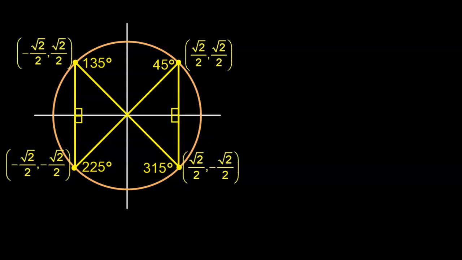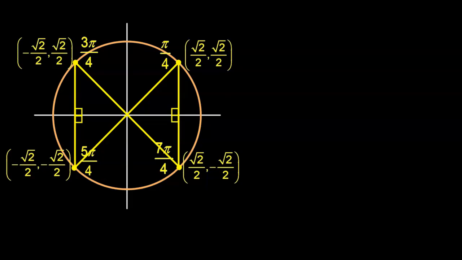Okay, so in one fell swoop, what we've done in quadrant 1 can be applied to the other quadrants, and we've got 4 sets of coordinates already. Okay, and again, we'll show you this in radians.